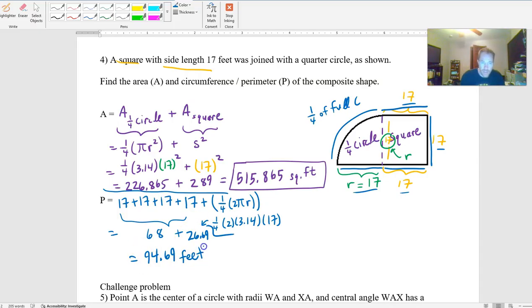So yeah, that one's a little tricky, but thinking about it, what's exposed on the outside, you had the 17 four times, and then you just had 1/4 of the full circumference. Didn't have to worry about the extra parts there.